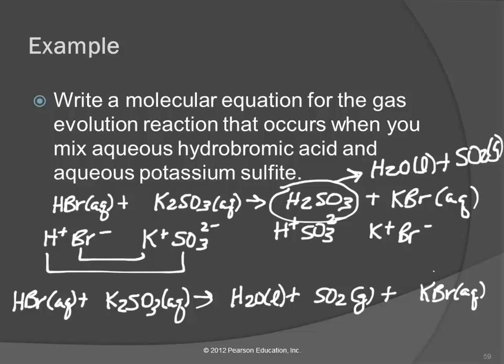So potassium. I've got 2 potassiums on the left and only 1 on the right, so I'm going to put a 2 here. That messed up the bromines. So then I have to go back over here and put a 2 there. So now I've got 2 bromines on the left, 2 on the right, 2 potassiums on the left, 2 on the right, 1 sulfur on the left, 1 sulfur on the right. Now let's look at the hydrogens. 2 hydrogens on the left, 2 hydrogens on the right. And let's check the oxygens. 3 on the left and 3 on the right. Perfect. So that's our balanced molecular equation.